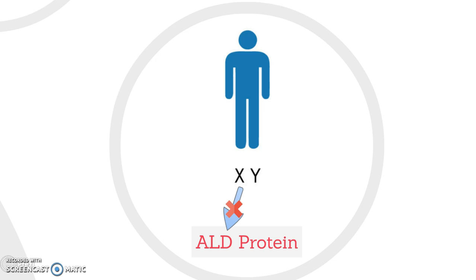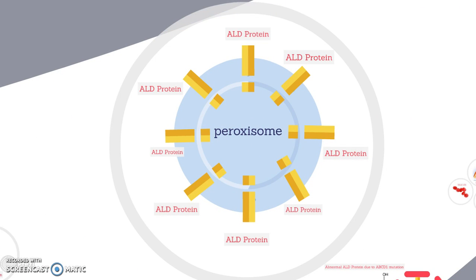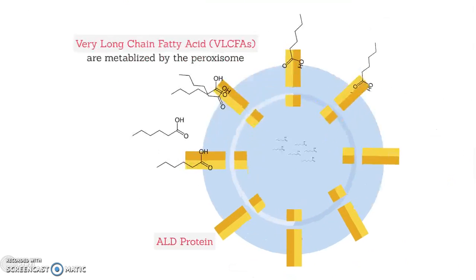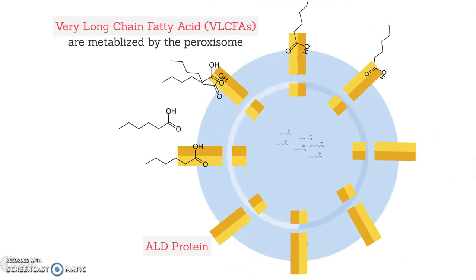So what will be the effect if there is a dysfunctional or abnormal ALD protein? In the cell, ALD proteins are found at the surface of peroxisomes as transporter proteins. Peroxisome is an important organelle, and one of its functions is the breakdown of very long-chain fatty acids, or VLCFAs, in the cell.